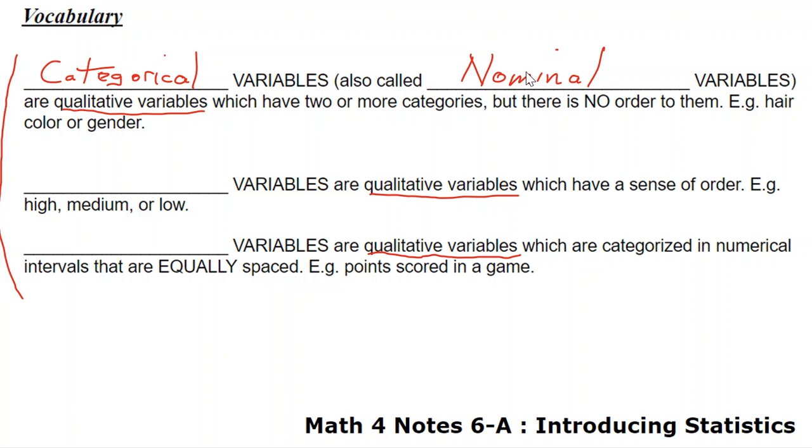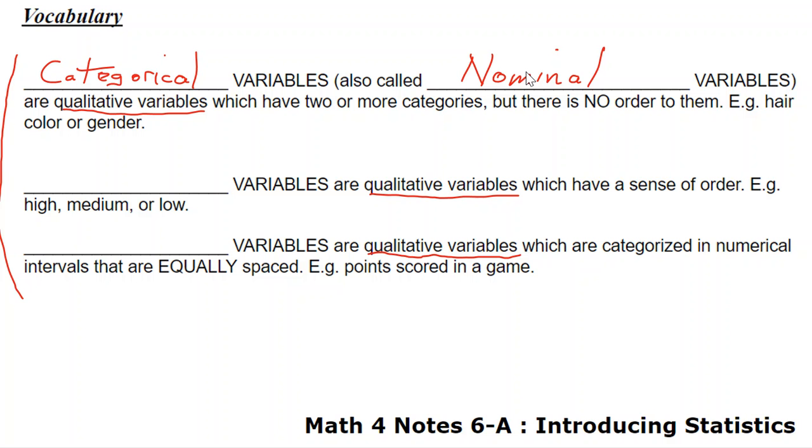Like I said, eye color. You've got brown eyes, blue eyes, green eyes. You've got two or more categories, but there's no order to them. It's not like there's a first, second, and third place. Not a high, medium, or low to it. They just are, and they're in no particular order.